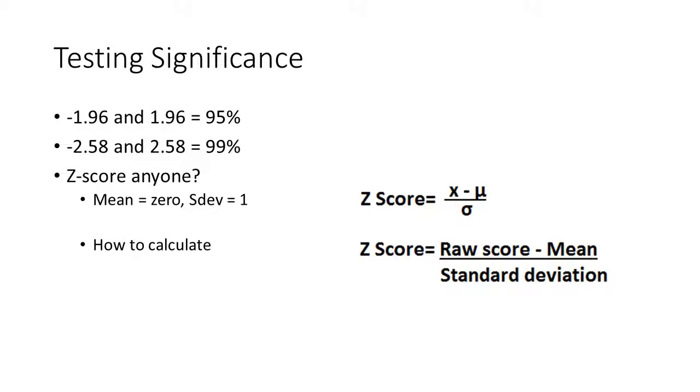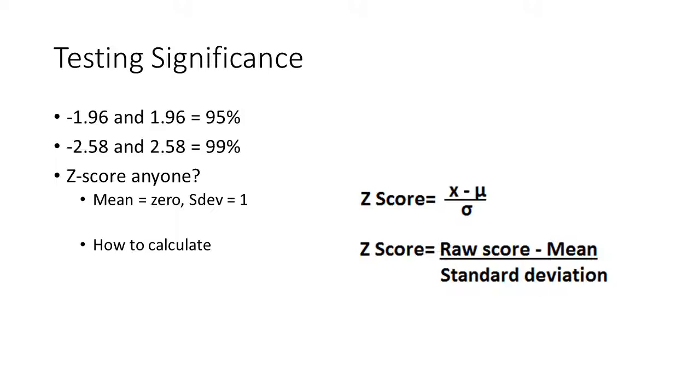So how do you test significance? Well, the basic concept is sort of based off of a z-score, where you're looking at the number of standard deviations away from a mean. So negative 1.96 to positive 1.96 is at 95%. Plus or minus 2.58 is at 99.